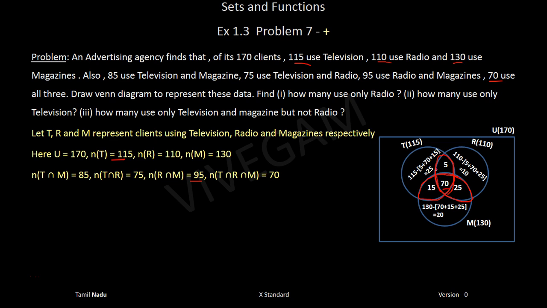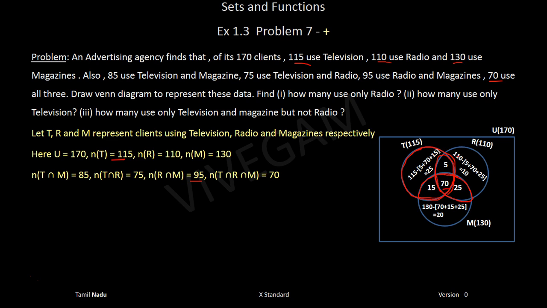Now let's come to television. So television represents this portion, right? This circle, the entire circle. But already we have covered this. This is already taken. So 75 plus 15, 90. So which means this area, that is outside of all this intersection, this area will be 115 minus 5 minus 70 minus 15. That is what I've done.